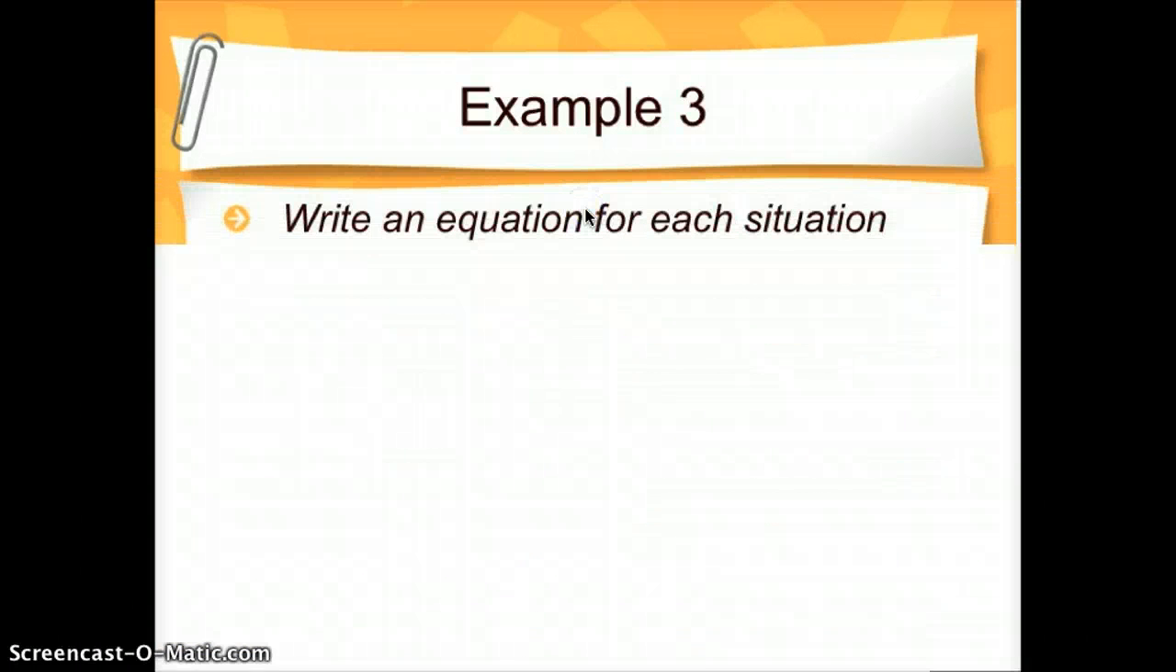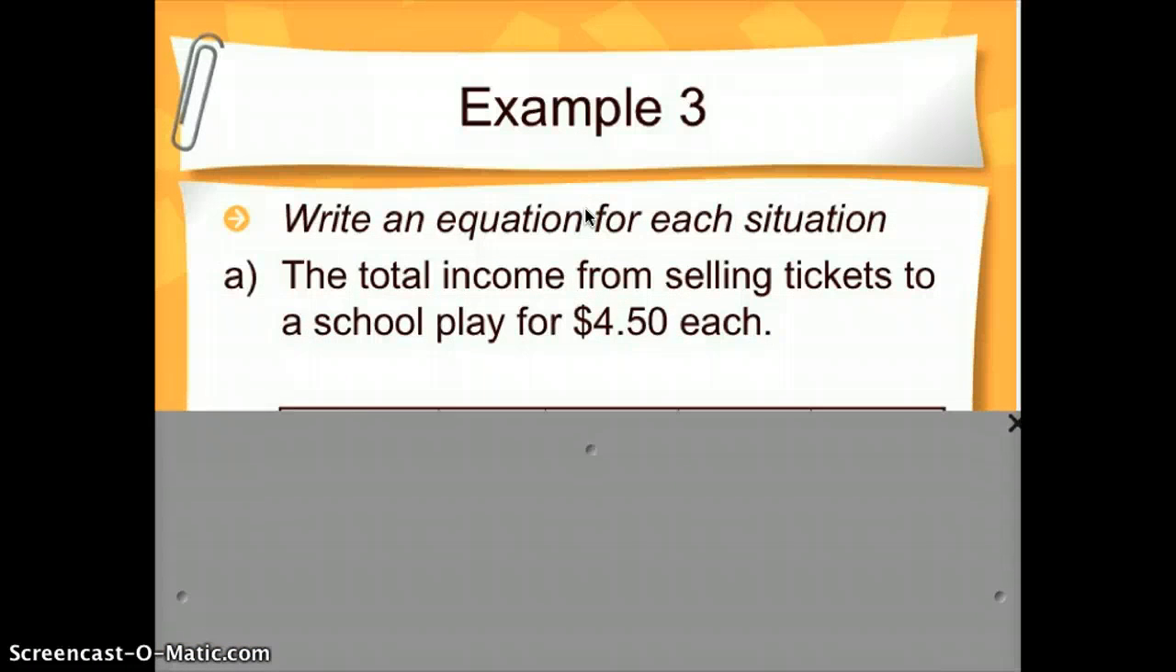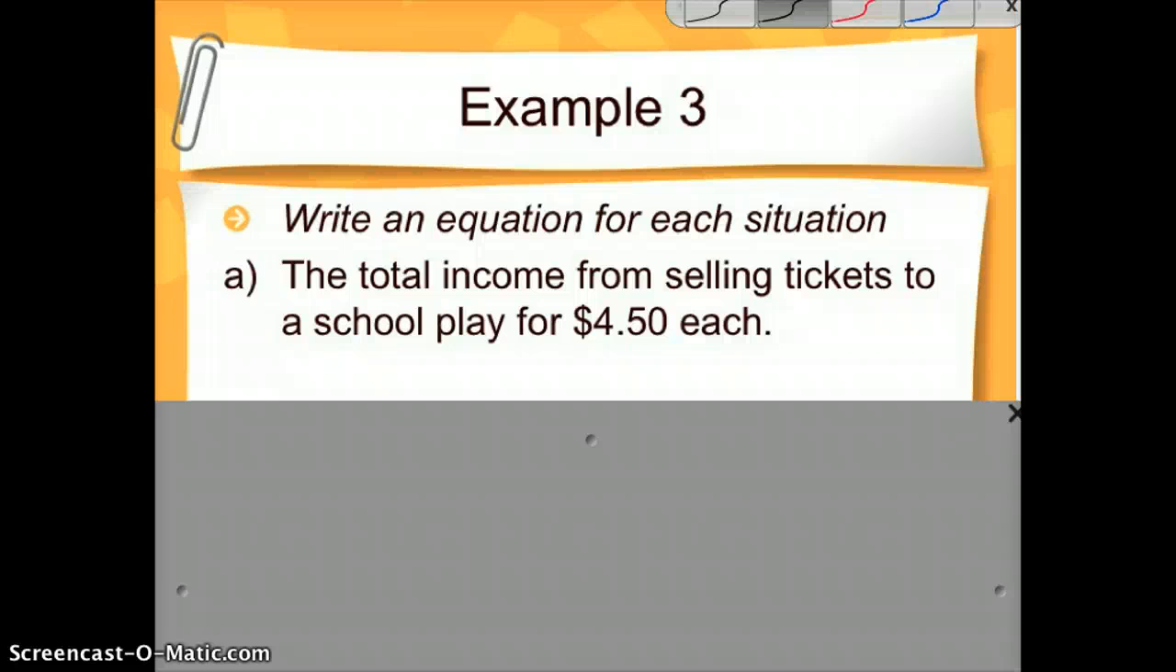Okay, example 3. You're going to write an equation for each of these situations. It says here, the total income from selling tickets to a school play for $4.50 each. So here, to write an equation, I probably need to come up with some variables. I know that I'm comparing the number of tickets I sell and the income. So I'm going to call I my income, and I am going to use T for the tickets that I sell.